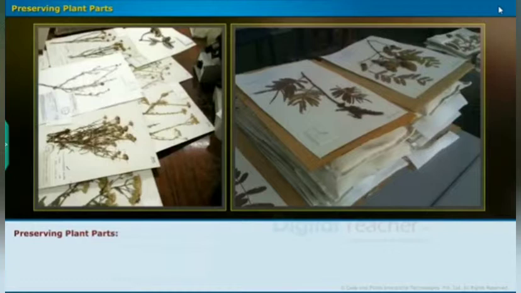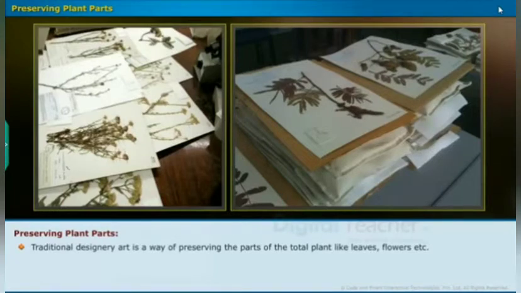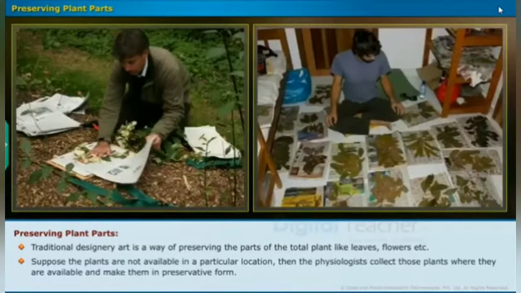Now, let us learn how to preserve the plants and their parts. Traditional herbarium art is a way of preserving the parts of a plant like leaves, flowers, etc. Suppose the plants are not available in a particular location, then the botanists collect those plants where they are available and make them into preserved form.